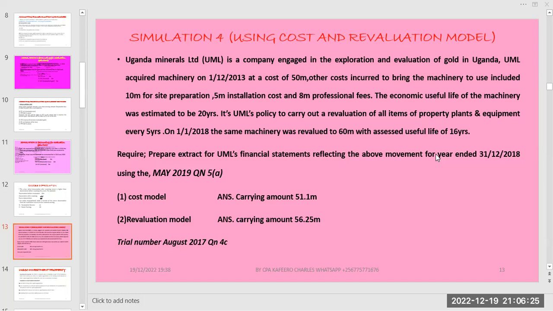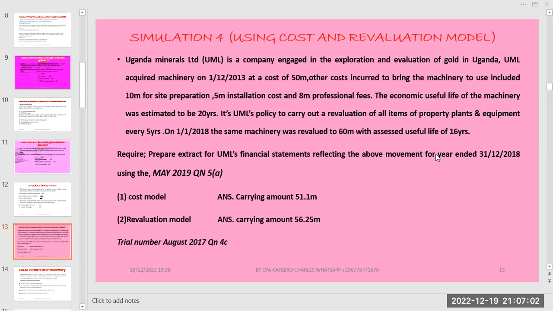And that will mark the end of our simulation 4, so that by the time we finish this question, we'll have some light whereby you can attempt more numbers. Before I forget, there is a trial number: August 2017, question 4C. You can try to look at it when you have gotten some idea from this.